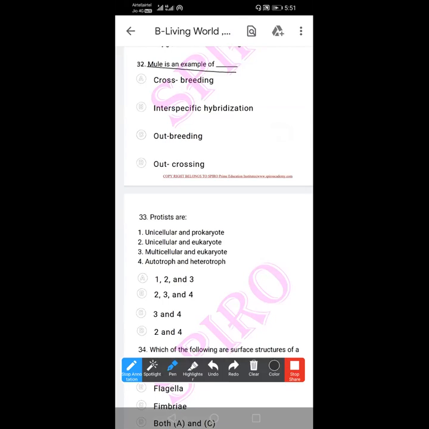They both belong to the genus Equus. Donkey is called Equus asinus and horse is Equus caballus. So they belong to two different species. So it is an interspecific hybridization. Okay, so the correct option is option B.